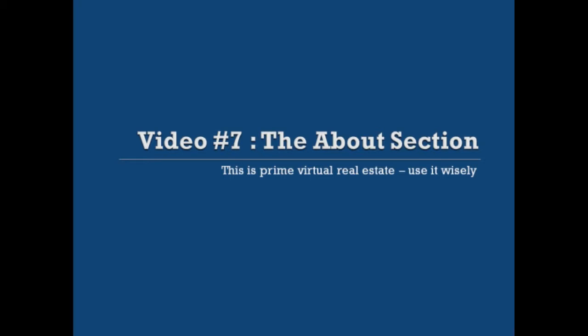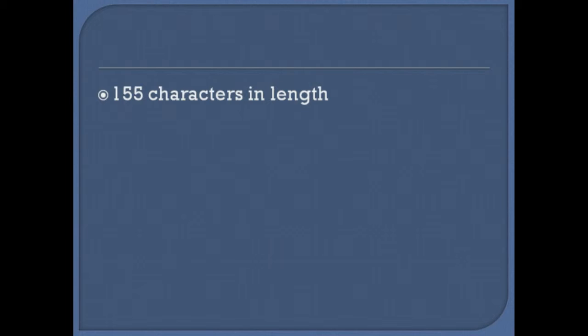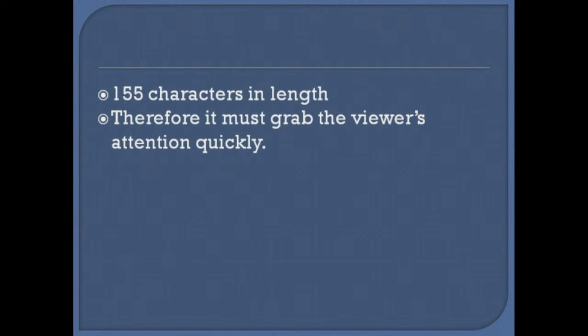We're going to talk about the About section. This is prime virtual real estate as well, so make sure that you use it wisely. That About section, the initial section, is about 155 characters in length. Therefore, it's got to grab the viewer's attention quickly.